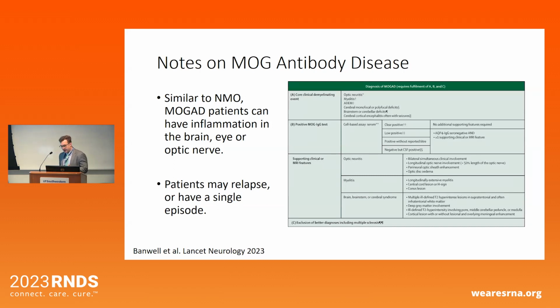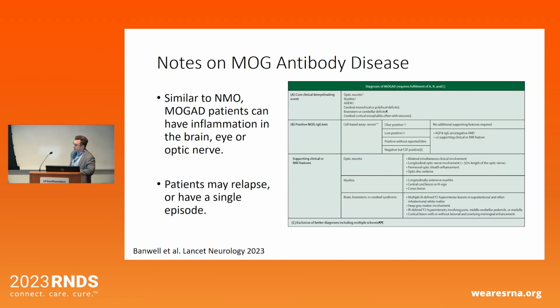Now, the last diagnosis I'm going to cover for the moment, we're going to move on in a little bit, but I want to talk about MOG antibody disease, one of our more recent additions. It's similar to NMO. A certain percentage of MOGAD patients can have inflammation. It's most commonly in the optic nerve, but they may occur in the brain or spinal cord. So it may occur in any of those same three regions that NMO can occur, or even MS can occur.